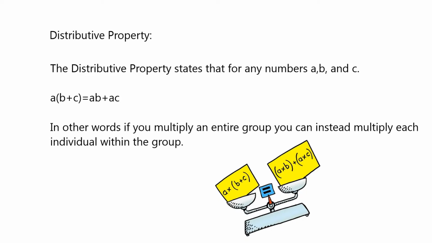The distributive property states that for any numbers a, b, and c, if you multiply a times, in parentheses, b plus c, that's the same as multiplying a times b and a times c. In other words, if you're trying to multiply an entire group in parentheses by something, instead multiply the a by all of the members within the group.